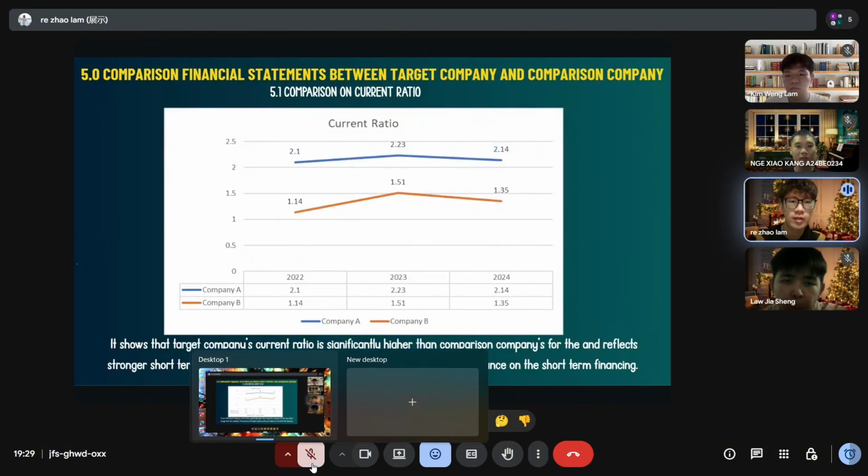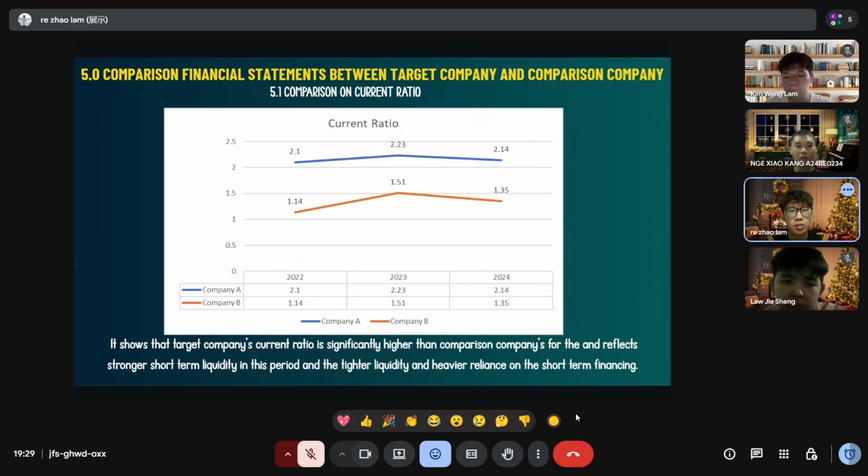So now I will talk about the comparison of financial statements between the target company and the comparison company. The first is the comparison on current ratio. This graph shows that the target company's current ratio is significantly higher than the comparison company's, and reflects stronger short-term liquidity in this period, while the comparison company shows tighter liquidity and heavier reliance on short-term financing.